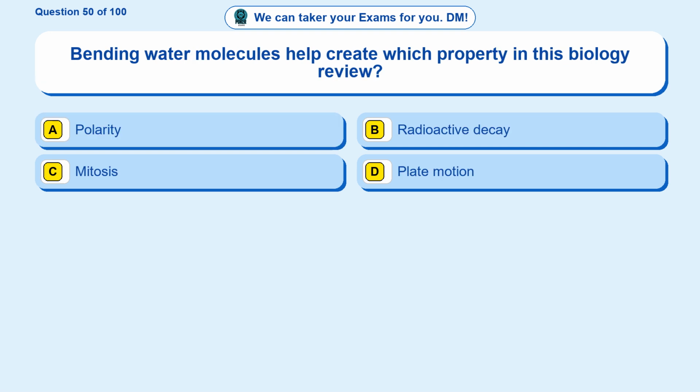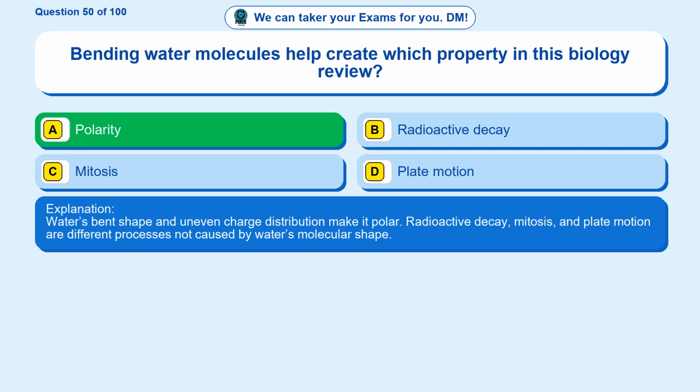Question 50. Bending water molecules help create which property in this biology review? Option A, polarity. Option B, radioactive decay. Option C, mitosis. Option D, plate motion. The correct answer is option A, polarity. Water's bent shape and uneven charge distribution make it polar. Radioactive decay, mitosis, and plate motion are different processes not caused by water's molecular shape.